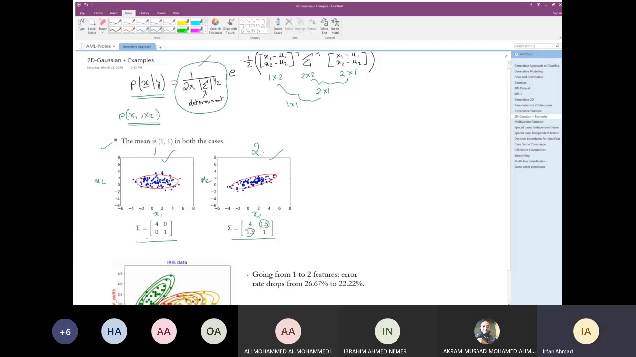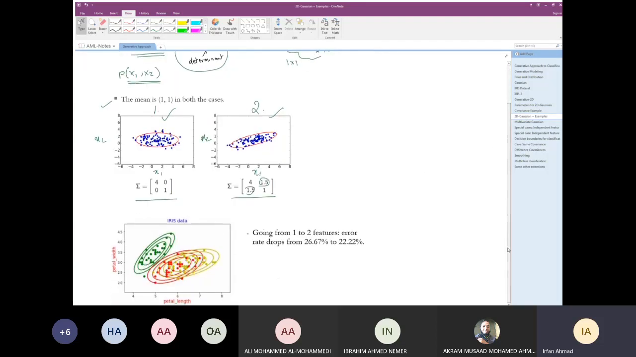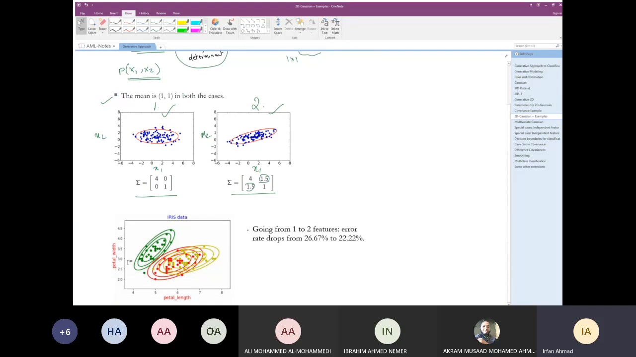Good. So again, if you apply this to the iris problem, instead of using one feature, if you use two features, these are the results you can get. You see here, at least by using two features, one of the classes, the green dots, is almost nicely separated, right? But the other two classes still have a lot of overlap. Now your error rate goes from 26.67 to 22.22. So it's a reduction, but of course, it can be done even better.